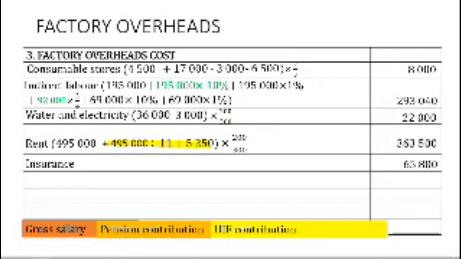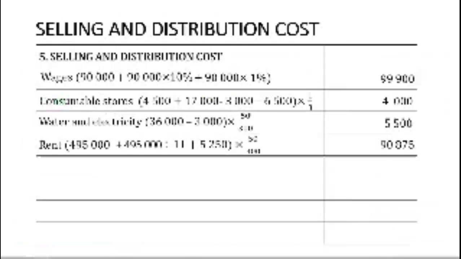This is the 4, remember. We know that the 2 has to go to... the 3 has to go to selling and distribution. So you will simply take the 65,000, multiply by what you want, divide by what you have.